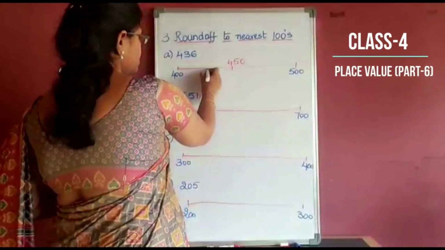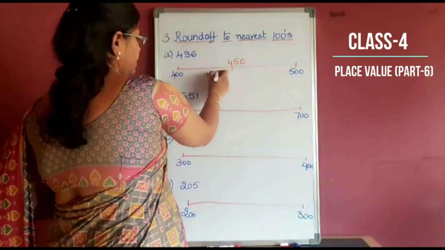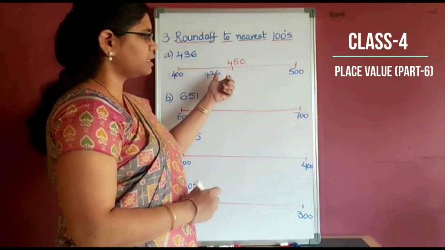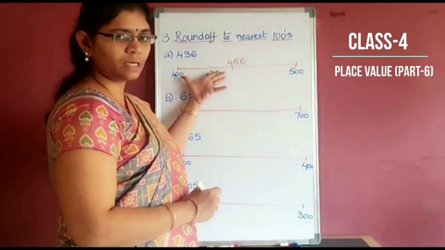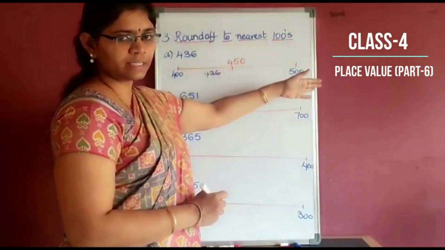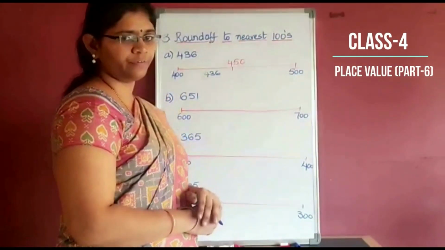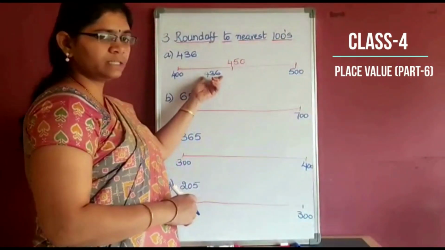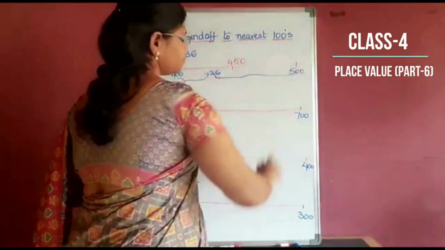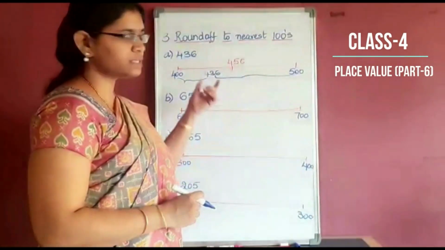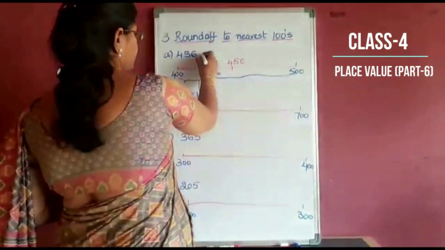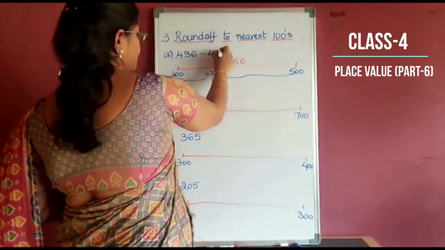This side we have 436. Isn't it? All the 10s, 20s, 30s, 40s, all those numbers are to the left side of 50. And then you have 60s, 70s, 80s, all to the right side of 450. Okay. Now 436 is nearing 400 or is it nearing 500? It is nearing 400. So 436 is rounded off to 400.